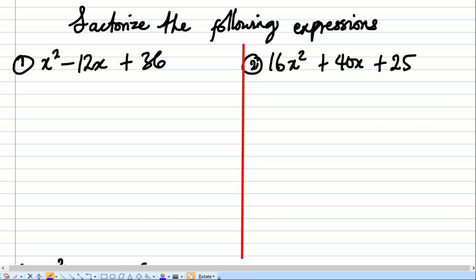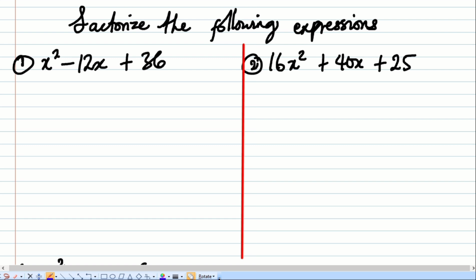We are asked to factorize the following expressions. The first one, now remember, this is a quadratic expression. There are many things you must know. Number one is that this is a quadratic because the highest power of the unknown variable is 2. Again, you see how many terms are in this quadratic expression. We have one term here, two terms, three terms. So anytime you have three terms, it's called a trinomial. If you have two terms, it's called a binomial. So it is also safe to say that this is a trinomial.